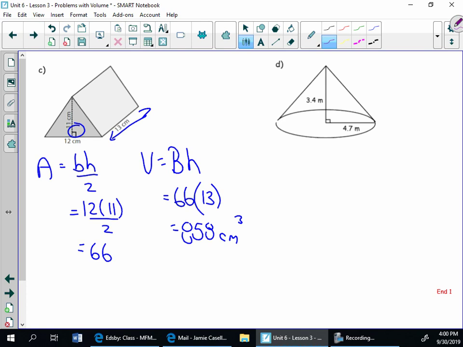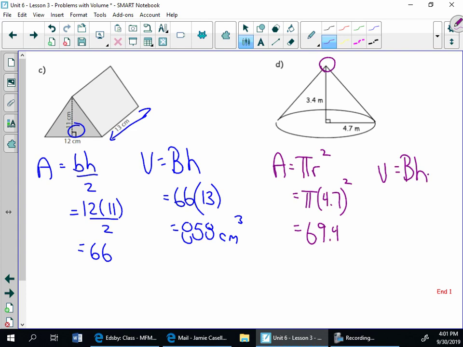Okay, last one. It looks like a cone, which has a circle on the bottom. So pi r squared, pi times 4.7 squared. Into our calculator we go, 69.4. And my volume, base times height, it comes to a point, so divide by 3. Our base is 69.4. How tall is this one? Well, straight down the middle is 3.4, divided by 3. We end up with 78.65 meters cubed.